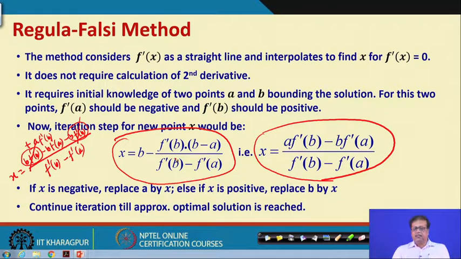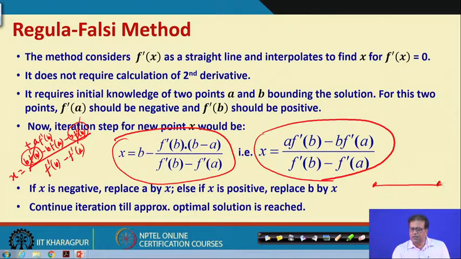So, now the question is that resulting x, the iterative value, you compute and then see whether it is negative or positive. If it is a negative value, then replace a by x, because a is the negative. So, a should now be replaced by x. So, it is like this.